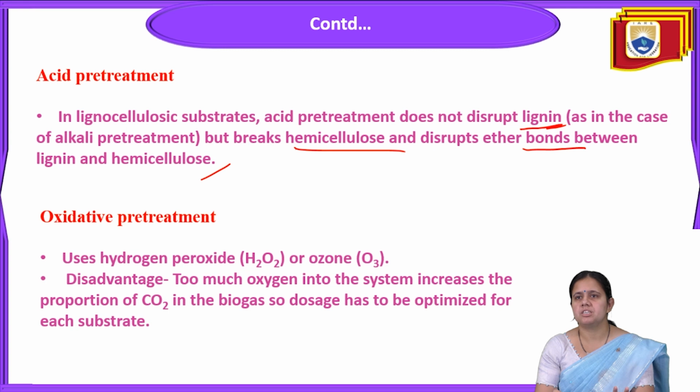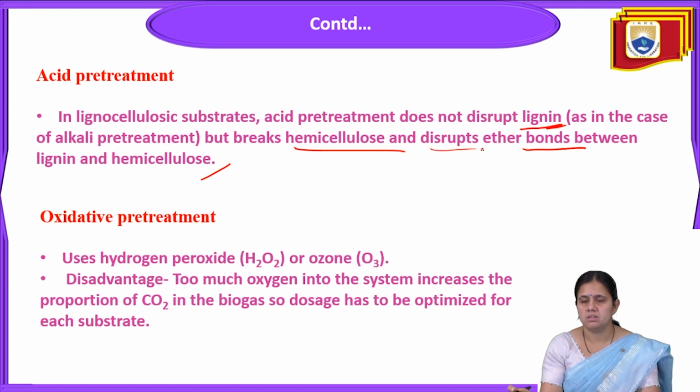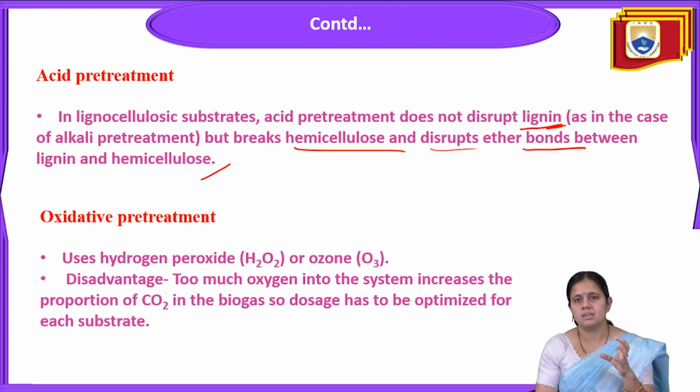The acid pretreatment does not disturb the lignin, and alkali pretreatment, but breaks down the hemicellulose and disturbs both bonds between the lignin and hemicellulose. Oxidative pretreatment uses hydrogen peroxide and ozone.